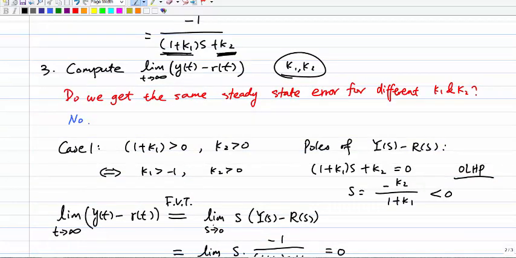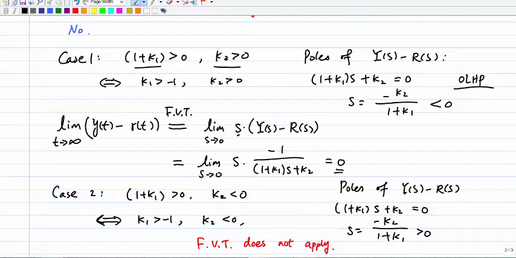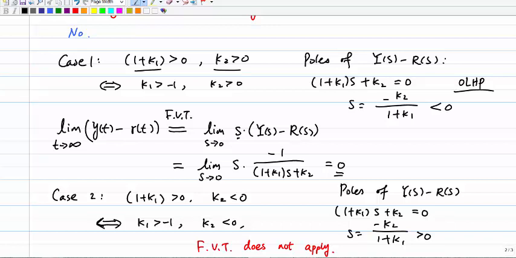So the limit is, by using the final value theorem, the limit as s goes to 0 of s times Y(s) minus R(s). Don't forget about this s over here. If you do the limit, one factor will be 0 and the other will be some value, so the product will be 0. In other words, if k1 plus 1 and k2 are positive, my steady state error will be 0. Okay, case 1. Case 2 says, what if I have 1 plus k1 is positive while k2 is negative?